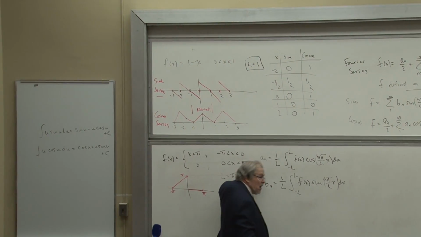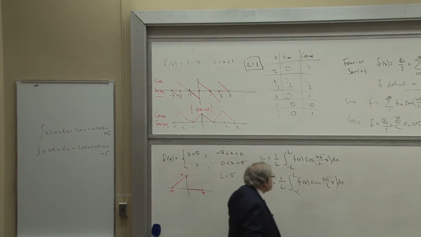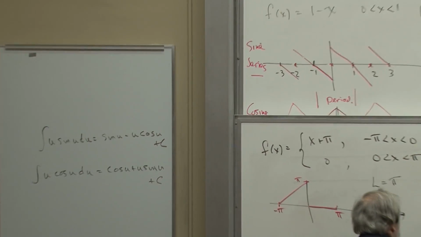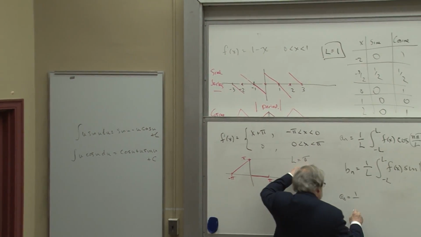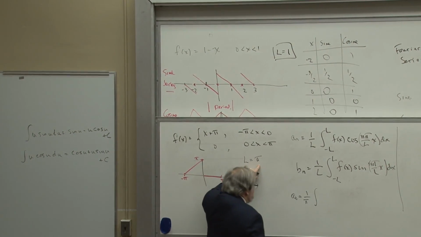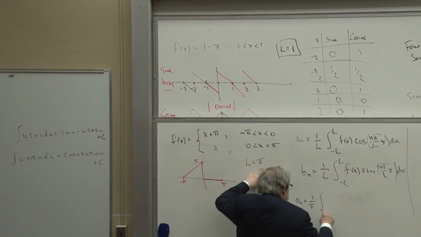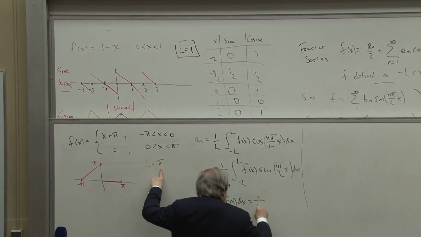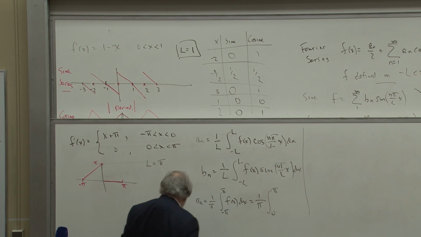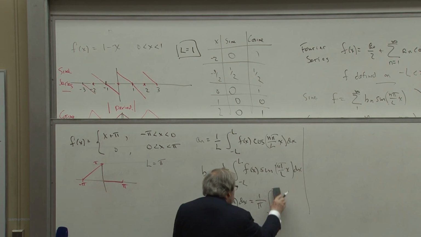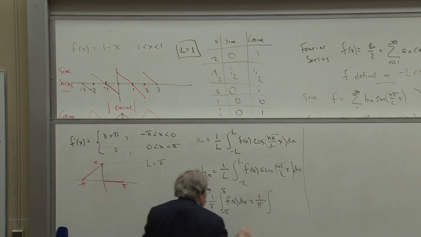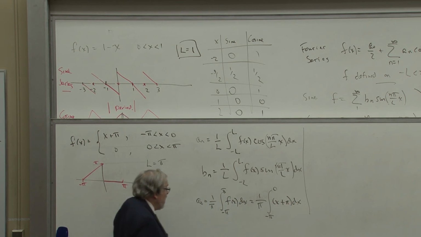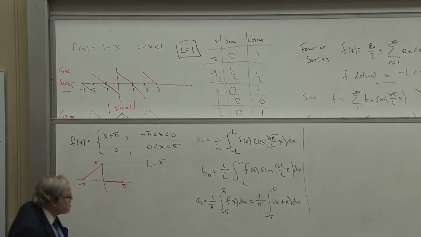The first thing is one always ends up having to do A0 separately. I guess I've got room for A0 here. A0, L is pi. So integral from negative pi to pi, f of x dx. That's 1 over pi. From negative pi to 0, the function is x plus pi. And then from 0 to pi, the function is 0.